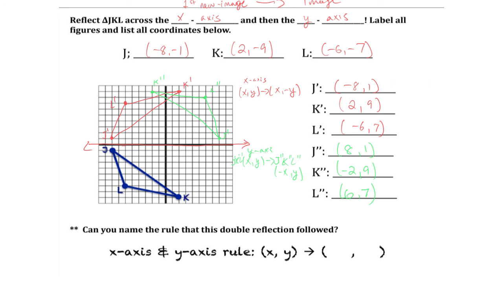Now, can you make a rule for what happened here? Essentially, we first changed our y to the opposite y, and then we did the y-axis, so we changed x to the opposite x. So if you do a double reflection over the x and y-axis, your rule will be (x, y) changes to (-x, -y).